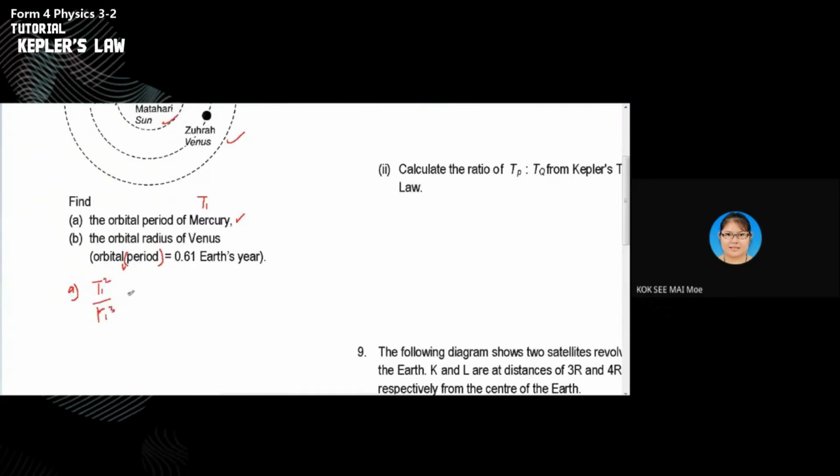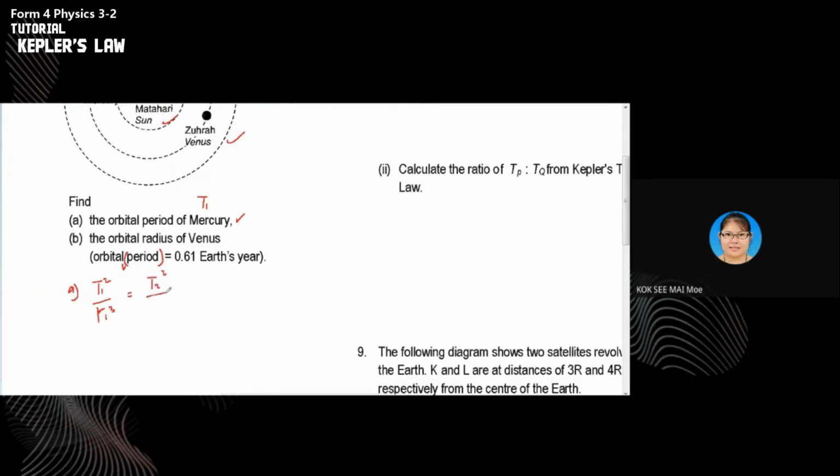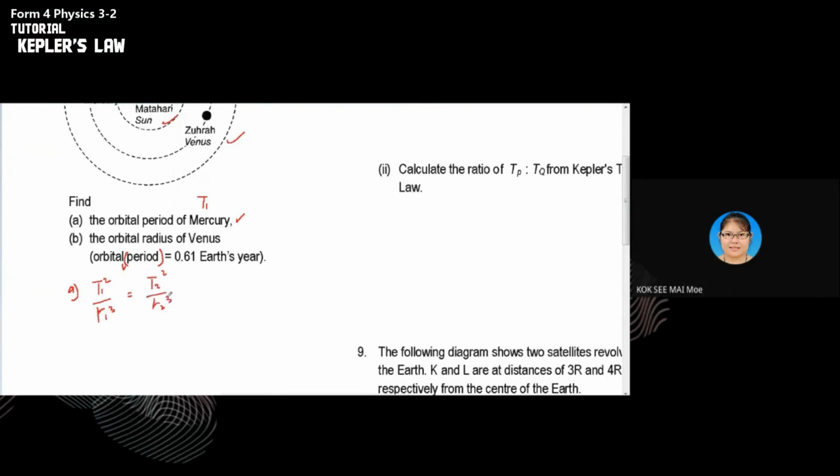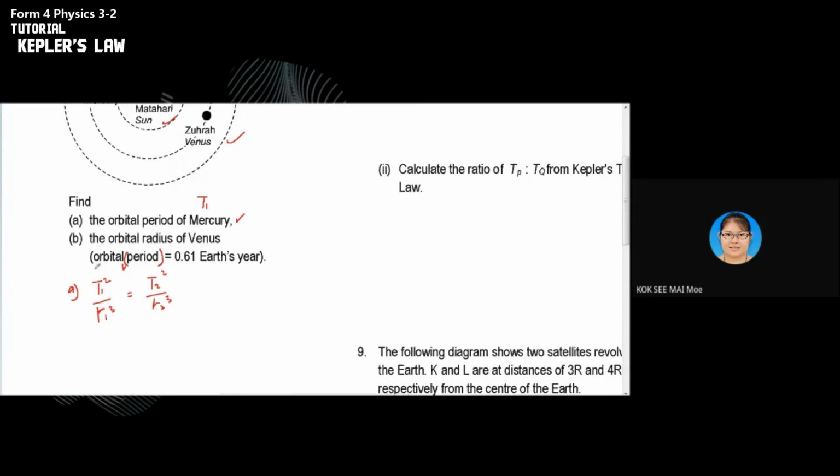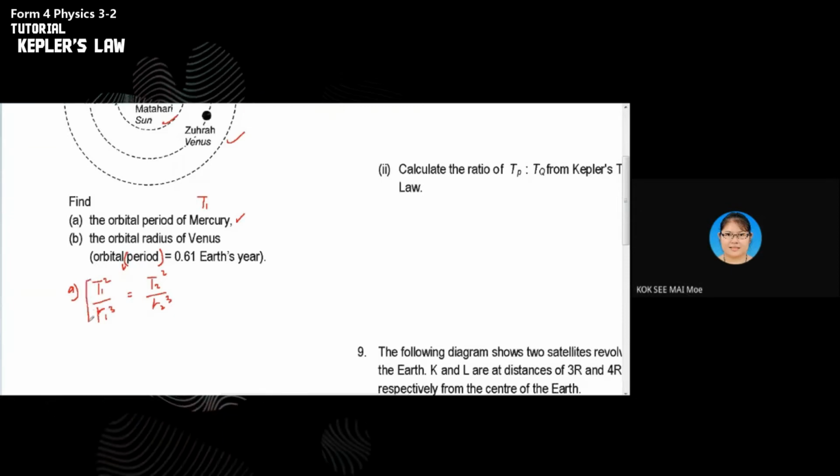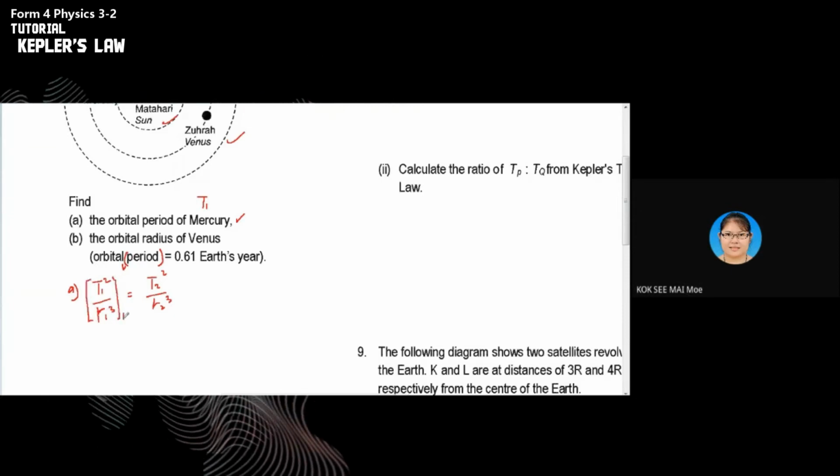R1 cube. T2 square. R2 cube. Okay, T1 is the sun. Okay, T1 is the earth. We take there's an earth. Okay, this one for the earth.